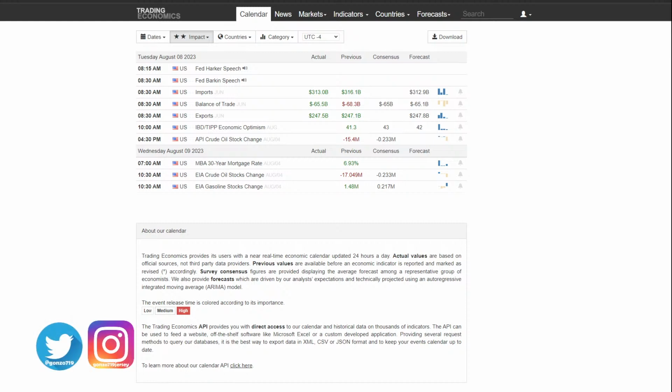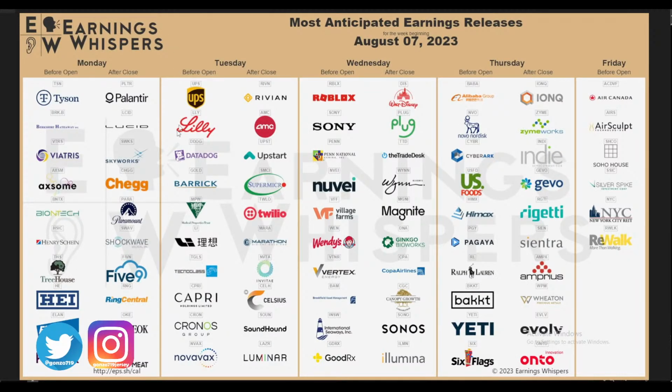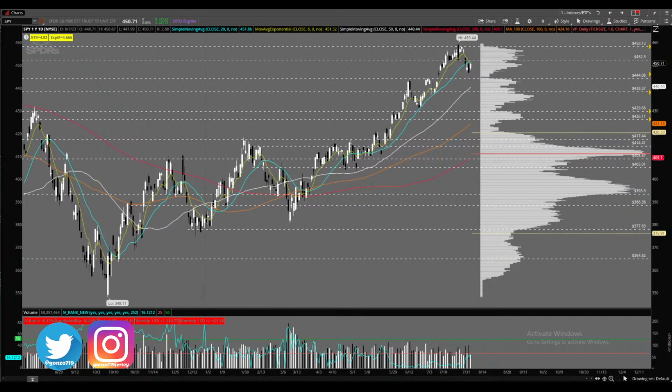Now, let's move over. What do we have after the close? Real quick, let's see earnings. What do we have after the close today? We've got Rivian. AMC reported? I thought they were supposed to be after the close. But AMC, Upstart, Supermicro, Twilio, Marathon, Celsius, SoundHound, Luminar. Tomorrow, more bigger ones reporting. Okay, let's go over to these daily charts. How about we do that?